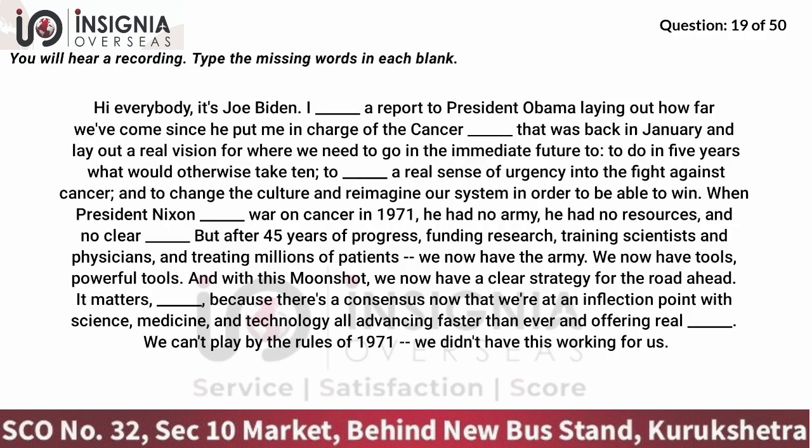You know, when President Nixon declared a war on cancer in 1971, he had no army, he had no resources, and no clear strategy. But after 45 years of progress, funding research, training scientists and physicians, and treating millions of patients, we now have an army. And we have tools, powerful tools. And with the moonshot, we now have a clear strategy for the road ahead. It matters, folks, because there's a consensus now that we're at an inflection point with science, medicine, technology, all advancing faster than ever and offering real promise. We can't play by the rules of 1971. We didn't have this working for us.